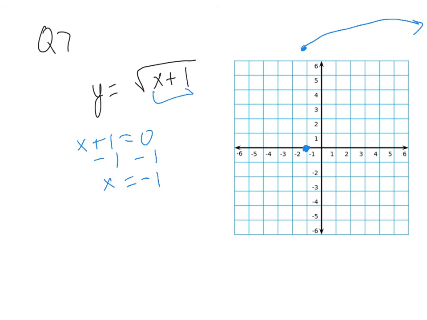If we want to find other points on there, we can plug in some other values for x. I would choose ones that will give you a perfect square root, so perfect squares. So I'm going to plug in 3 because 3 plus 1 is 4. And the square root of 4 equals 2. So I have the point (3, 2).